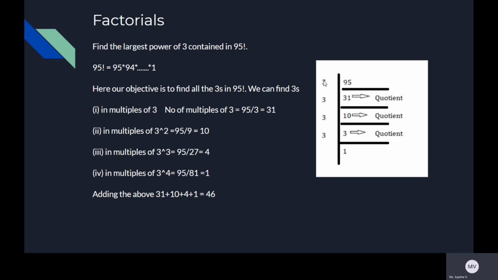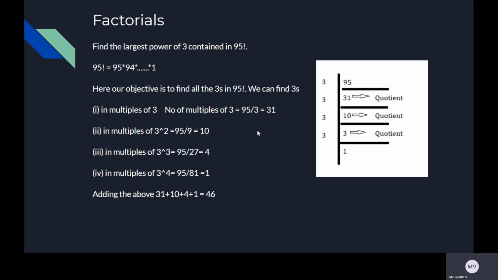Why have I taken a 3 here? Because I have to find the highest power of 3. That's why I have divided it by 3. So I get 31. Further, you divide it by 3. Again, the quotient is what we have to take. So I get 10. Then again, you divide it by 3. I get 3. And finally, when I divide it by 3, I get 1. Now, what are the 31, 10, 3 and 1? That is what we found here.